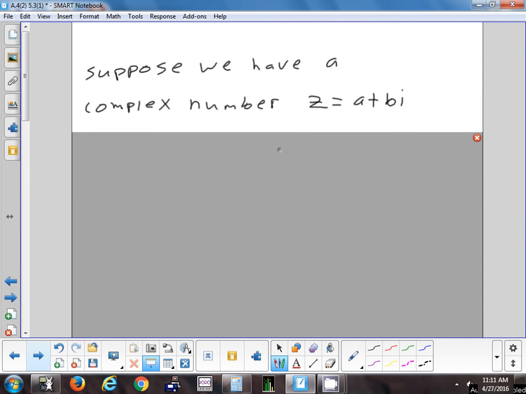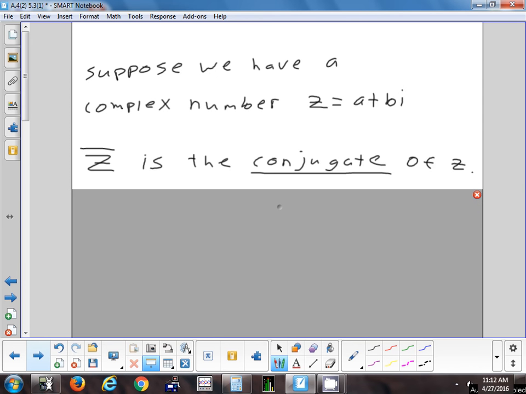So next thing I'm going to show you ultimately is going to help us to do division. Okay, but before we can do division, we have to learn about this thing called a conjugate. So suppose I have a complex number. Just to make it simple, I'm going to call it z. Okay, that's the name of my complex number, z. And z has a real part and an imaginary part, which I'm representing by a and b.